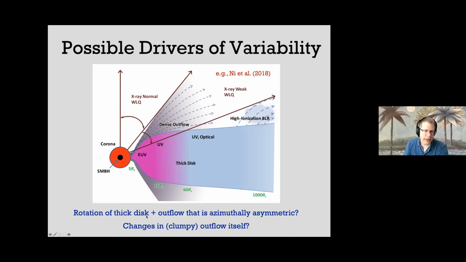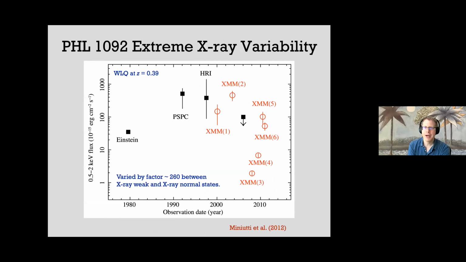Or alternatively, another possibility is that the wind itself is moving at high speeds. You could have changes in the clumpy outflow itself leading to these types of variations. We can't discriminate which of these is the case, but we think quite likely wind variations have something to do with this.